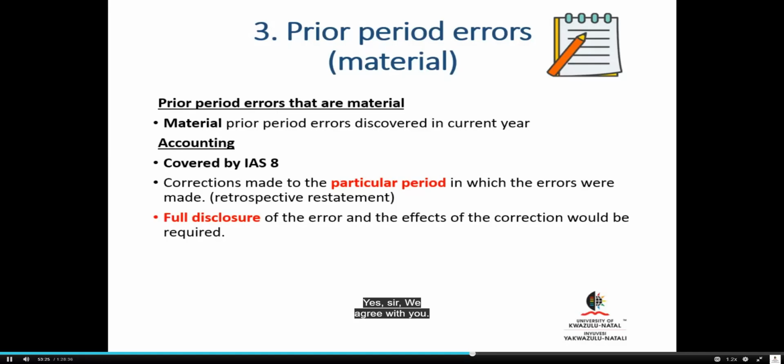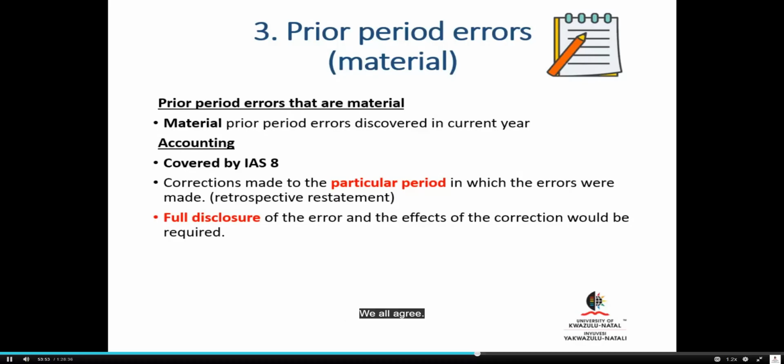Yes, sir, we agree with you. So there is a movement from once. In other words, if ever there was something incorrect in those previous periods, what balance would be incorrect in our financial statements? Opening balance of retained earnings. So if ever there is something incorrect in our previous period, the opening balance of the retained earnings would be incorrect.